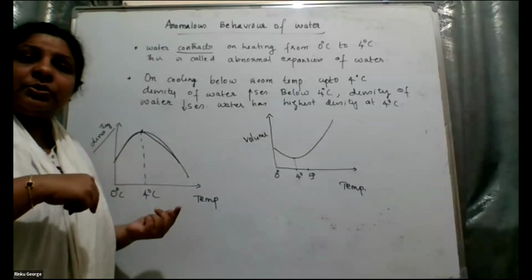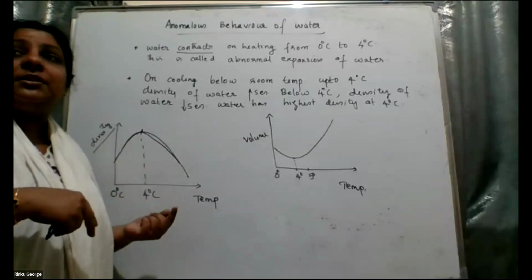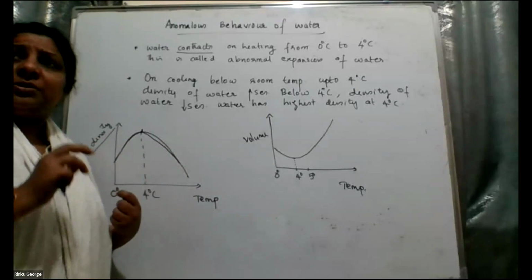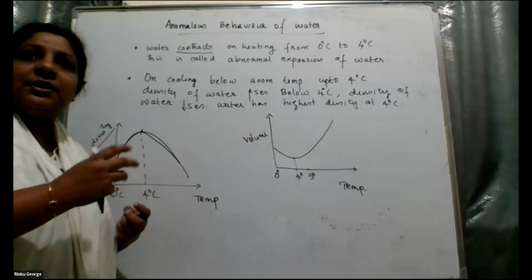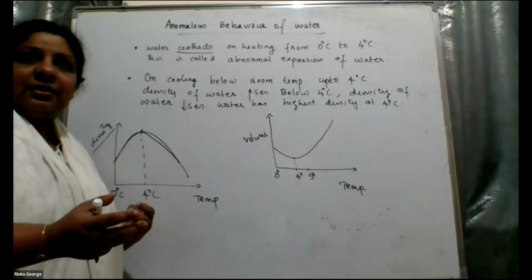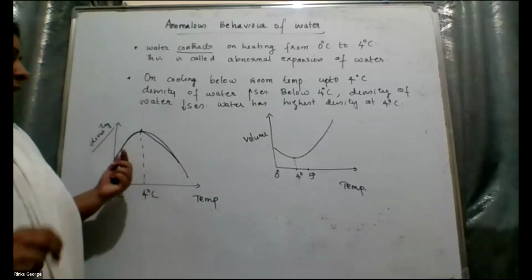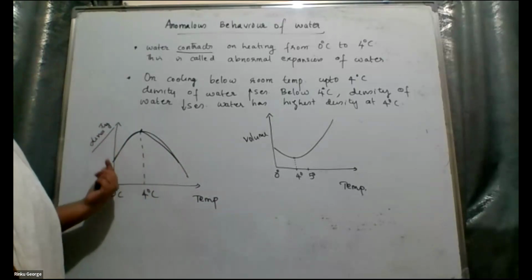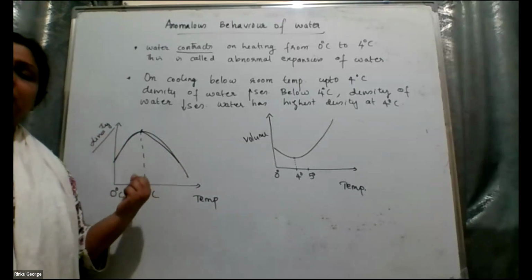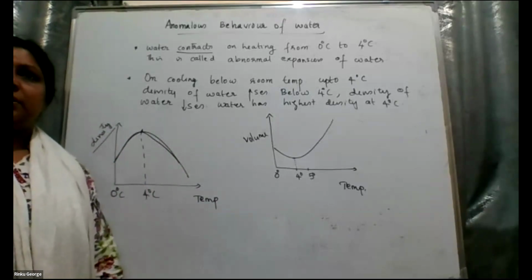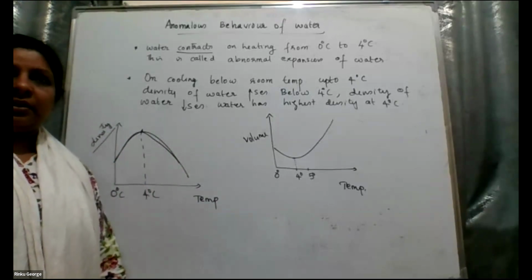But from 4 degrees to 0 degrees, density is decreasing. Not too much, but slightly it is decreasing. Normally when you freeze, the density is supposed to increase. But in case of water below 4 degrees, that is from 4 degrees to 0 degrees, density slightly decreases. This is anomalous behavior. Clear, right?